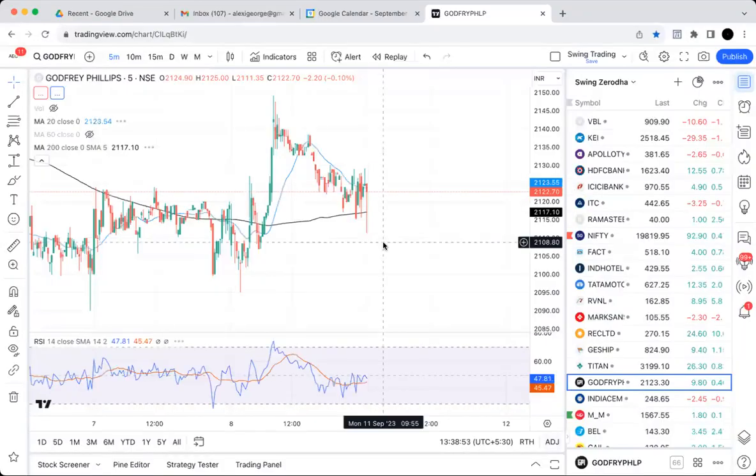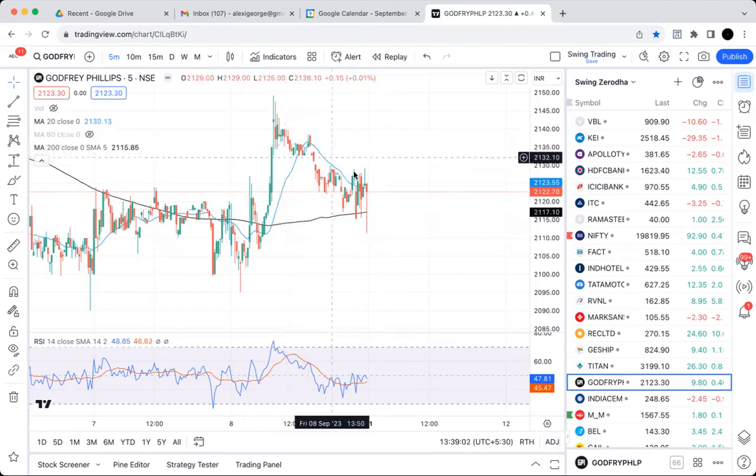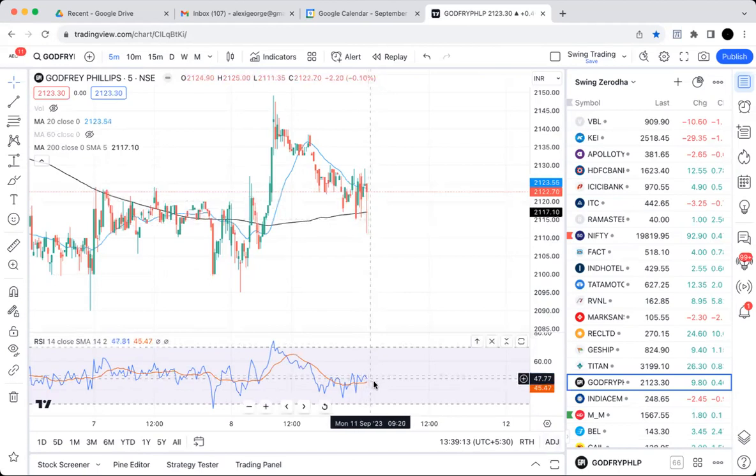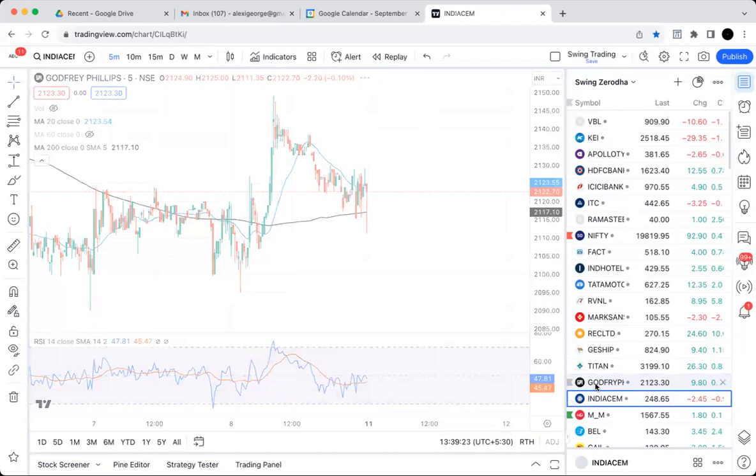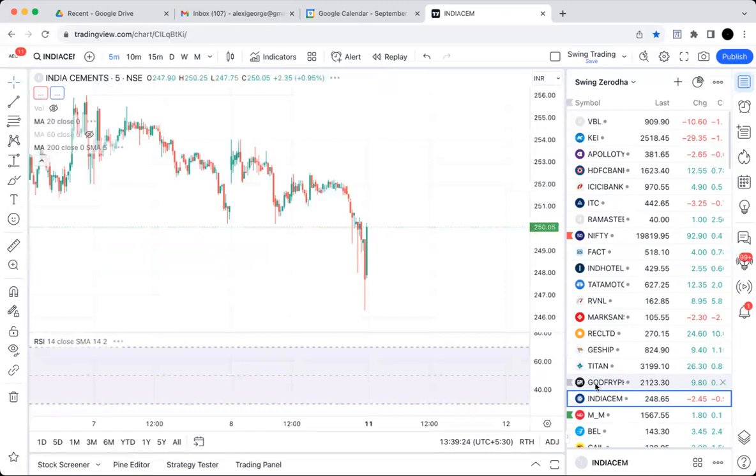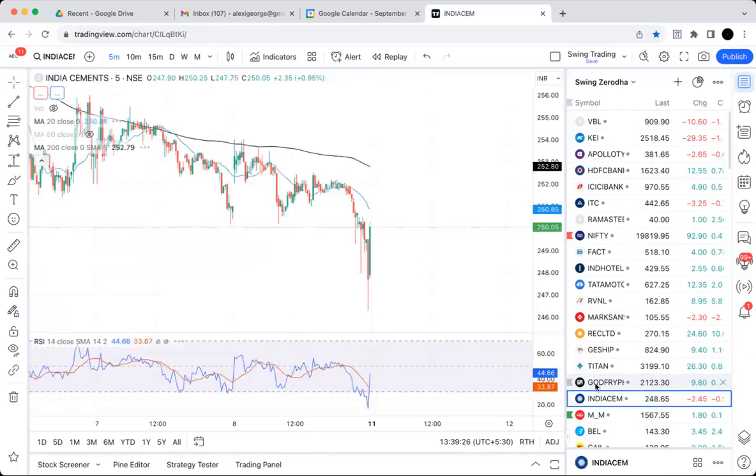The next one I want to look at is Godfrey Phillips, and here the 20 has come back close to the 200. So right here, but it hasn't touched it yet. So I would not enter this. But the RSI looks okay. It could still continue going further up. So it's neither here nor there. It's hard to know which is the right one. We don't know which way it's going to go. Okay, if it's going to go down or up, we have no clue. So it's a bit uncertain.